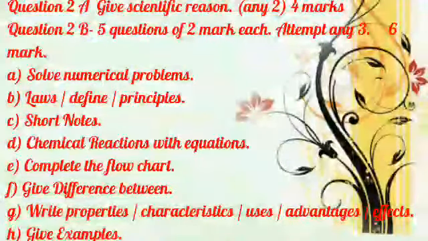So from question number 2 onwards the options start and you have a great scope. Okay, so good luck to you all. Now question number 2B consists of 5 questions, 2 marks each. Here also you have an option, you have to attempt any 3. So a total of 6 marks you will get for it.